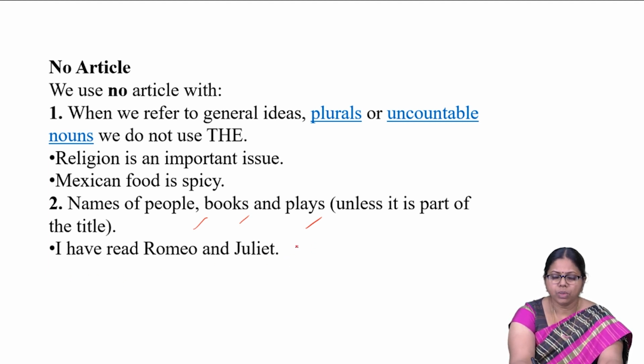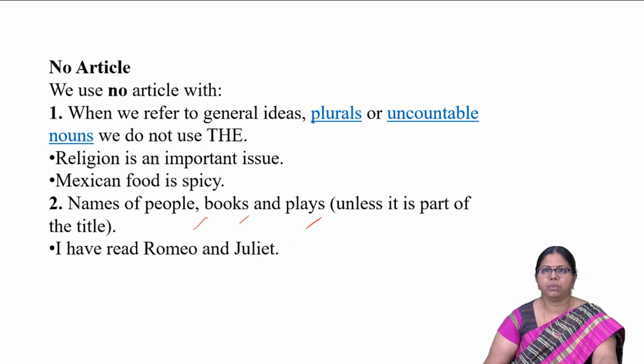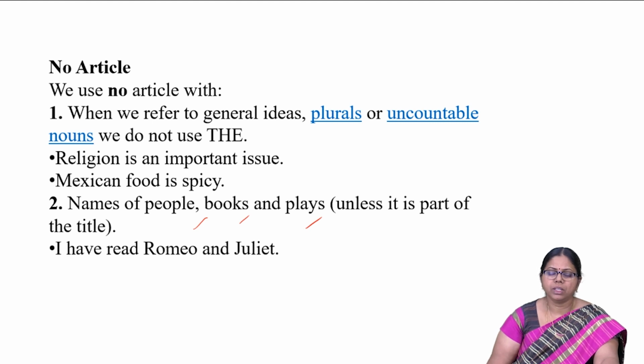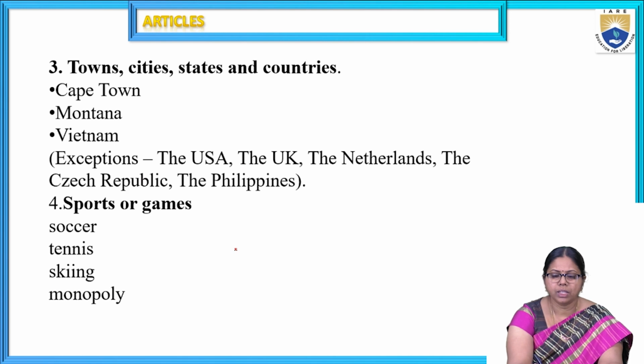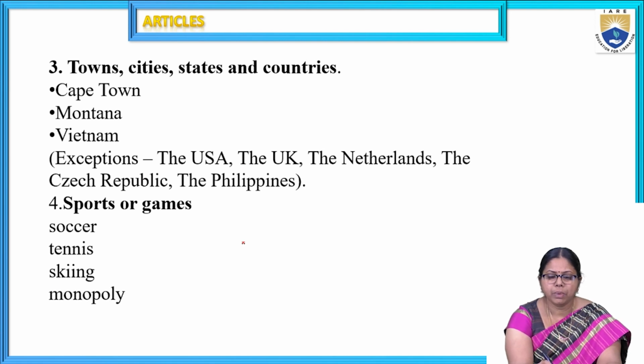So we do not use articles before the names of people, books, or places. And do not use articles before any general ideas, plurals, and uncountable nouns. We also do not use articles before the names of towns, cities, states, and countries, for example Cape Town, Montana, Vietnam.